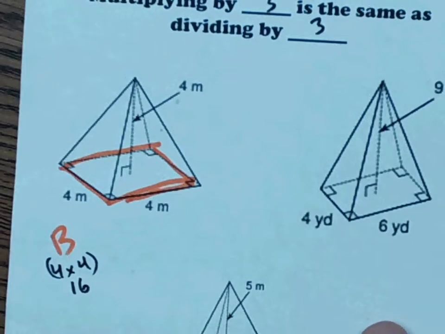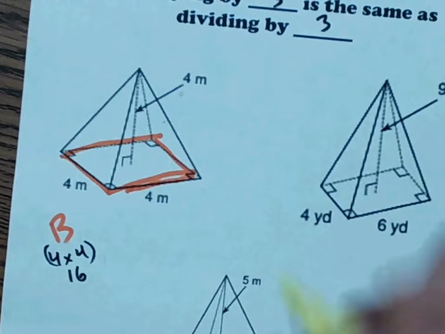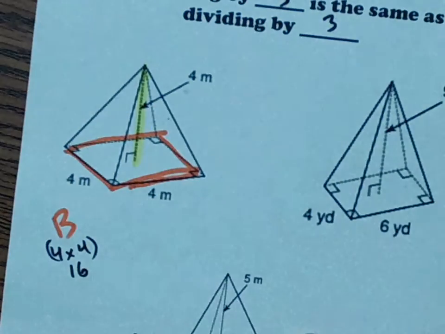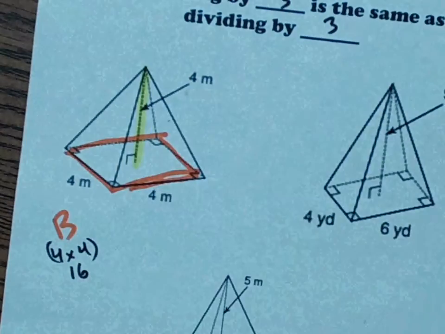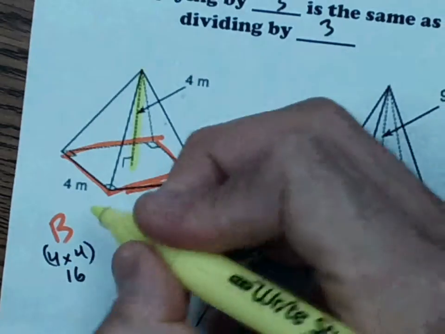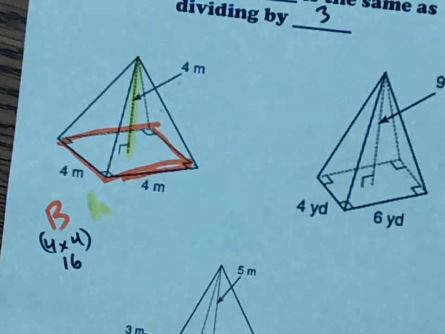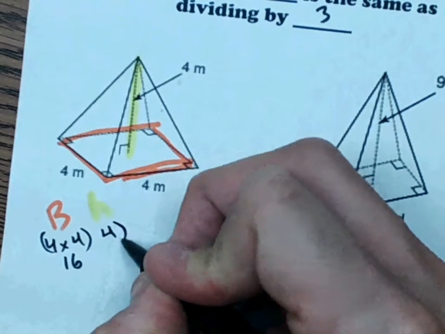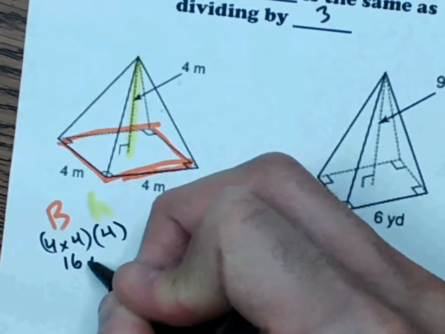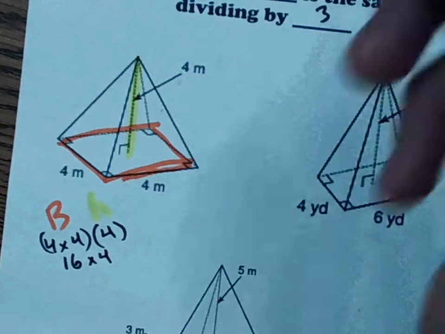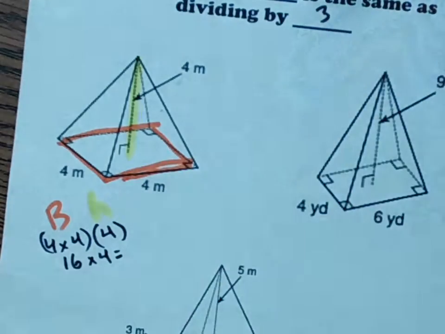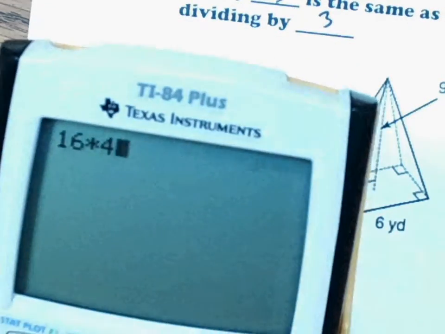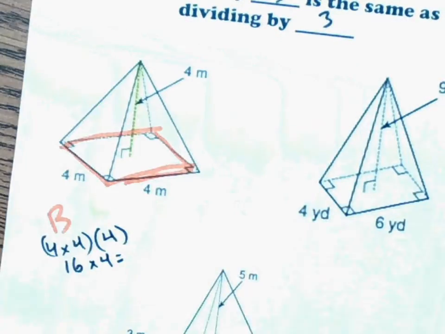Now with my yellow highlighter, I'm going to highlight the height of this pyramid. Remember, height is always going upwards, and it makes a right angle. So the height of this pyramid, that's going to be 4 as well. So go ahead, calculate 16 times 4. That comes out to 64.